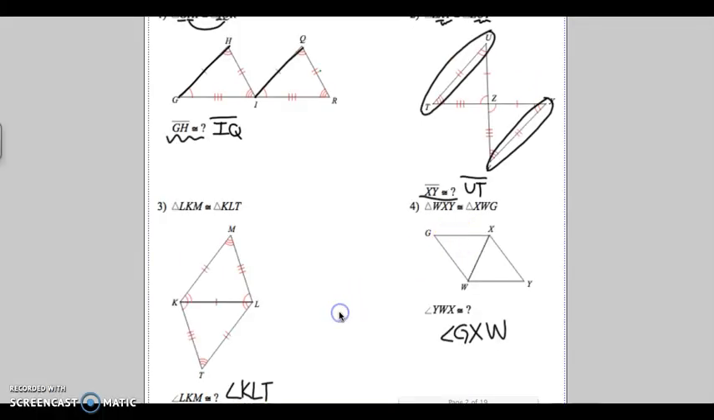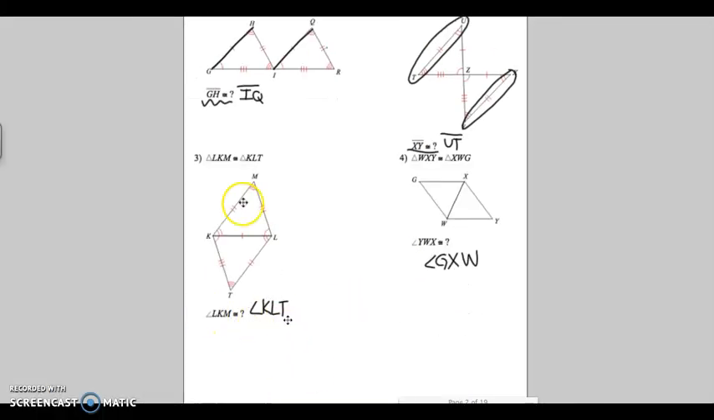Number 3, I got KLT. A little thing that you could notice is how LKM is the exact same as it is up here. So again, it would be angle KLT. Or you could notice that L, K, and M are all a part of this side, and you wouldn't look at this K in this triangle.